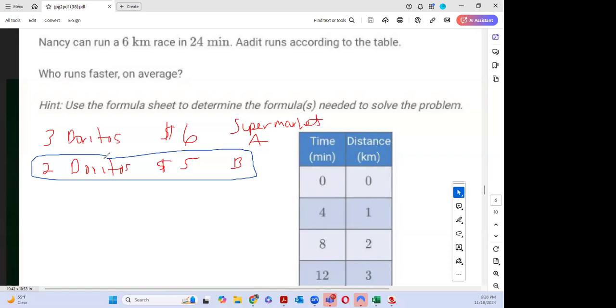If it's 3 big bags of Doritos for $6, would be supermarket A? Yeah, at supermarket A. So you can get 3 bags of Doritos for $6 at supermarket A, and you can buy 2 bags of Doritos for $5 at supermarket B. Which supermarket would you buy your Doritos from? And tell me why. I would say the 3 bags of Doritos, supermarket A, because you get 3 bags for $6.